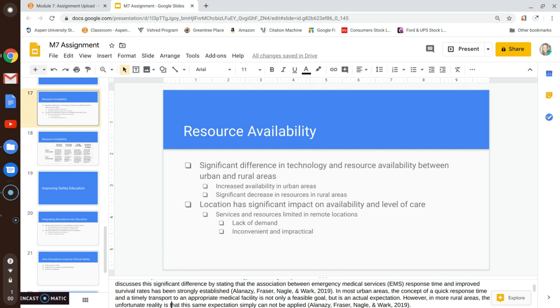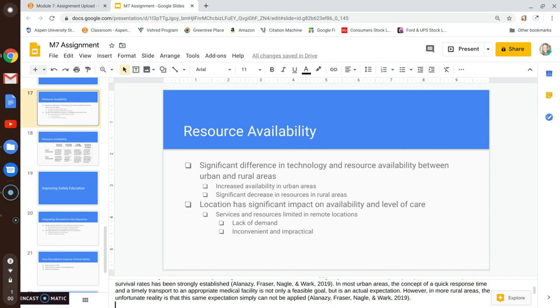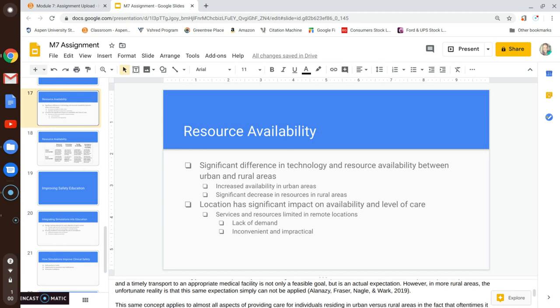In most urban areas, the concept of a quick response time and timely transport to an appropriate medical facility is not only a feasible goal, but an actual expectation. However, in more rural areas, the unfortunate reality is that the same expectation simply cannot be applied.